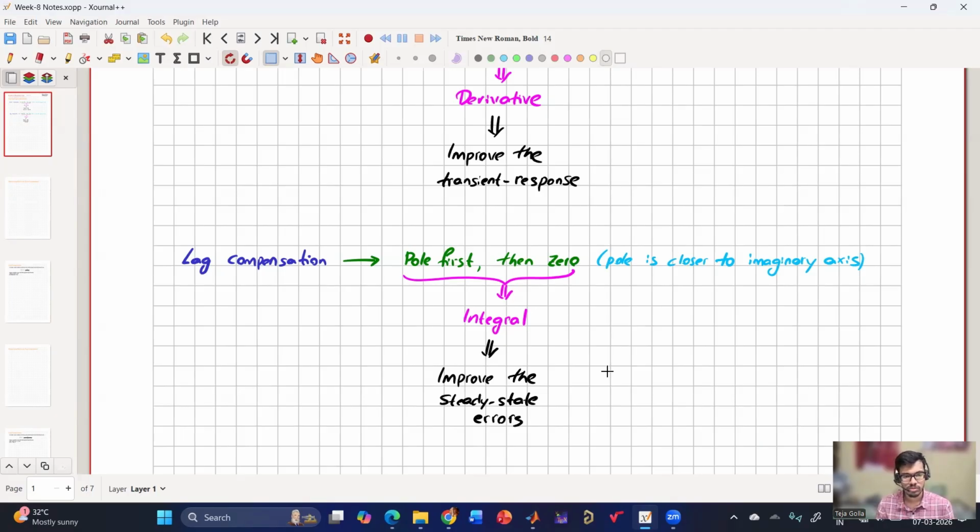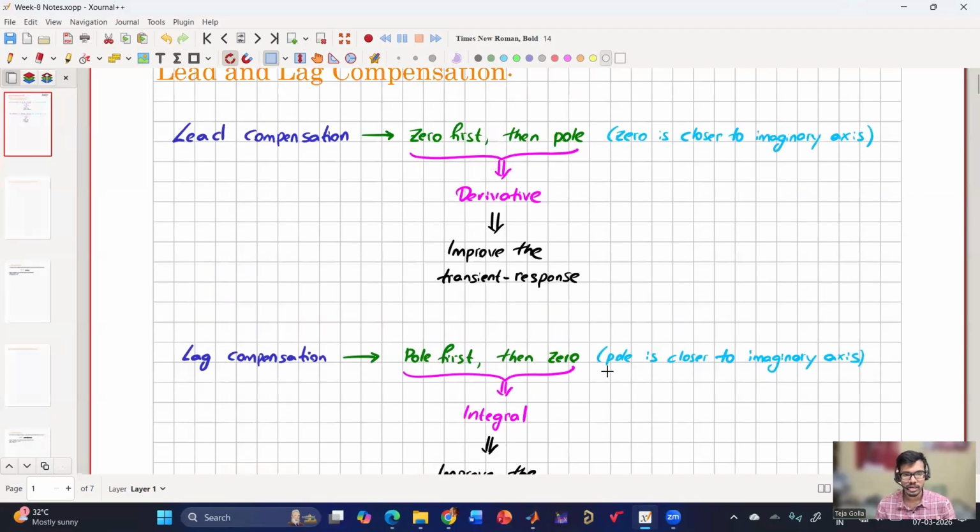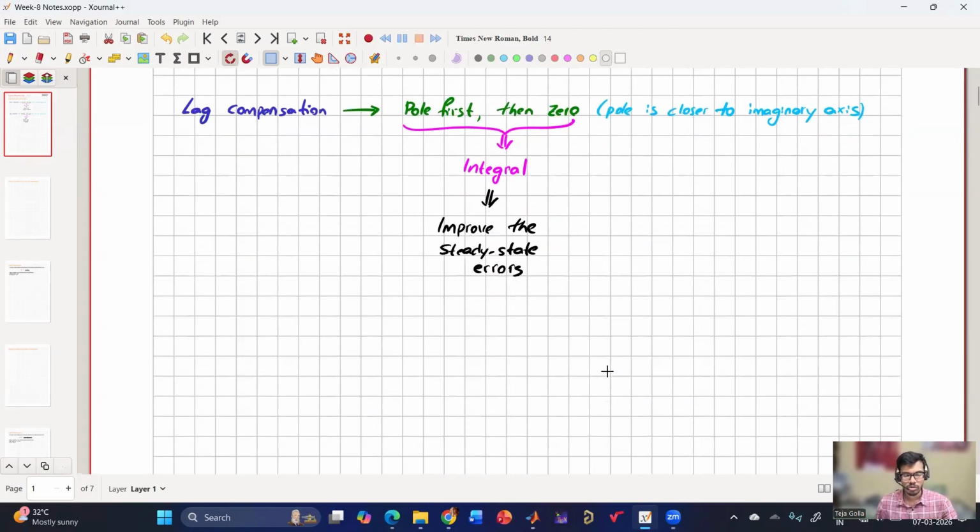So why pole first? Because lag compensation phase is negative. So the pole will make sure the phase will drop to negative, then it will come back to zero because of the zero. So this is the overall idea of lead compensation and lag compensation, where it will be used, and how it is trying to improve the transient response as well as improve the steady state error. Based on the question, we have to see which will fit and then design accordingly, because there are certain guidelines for lead compensation and certain guidelines for lag compensation and we have to follow them. So coming to the transfer functions.